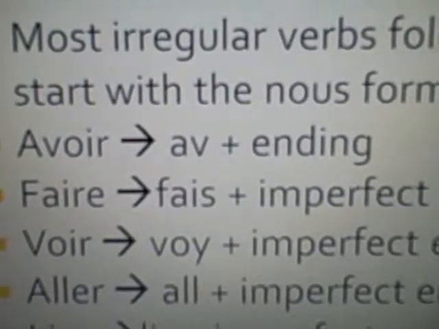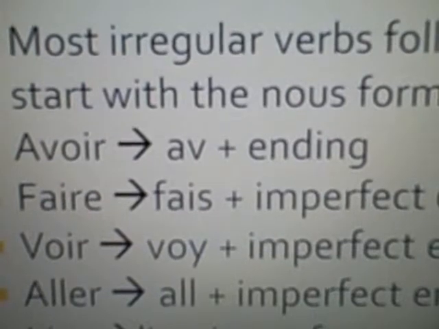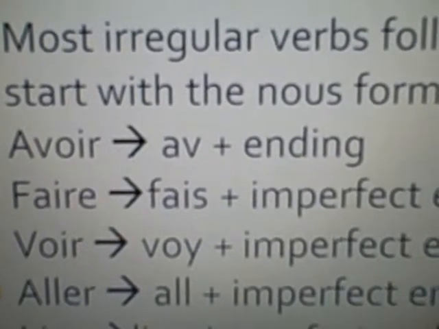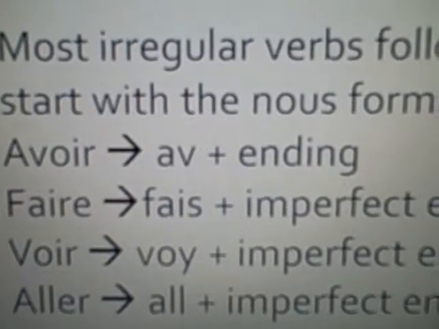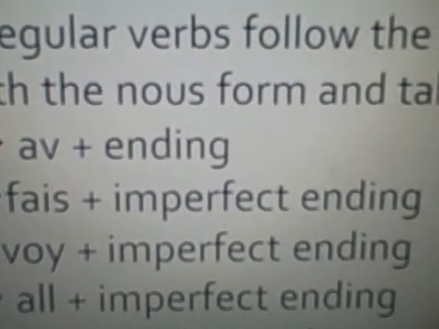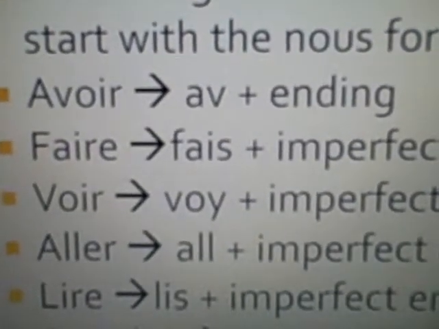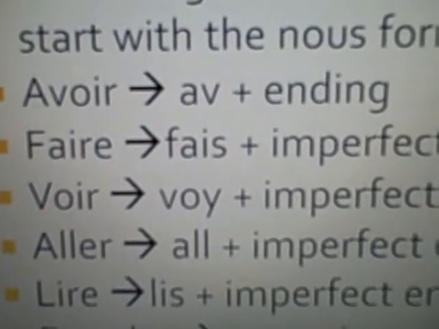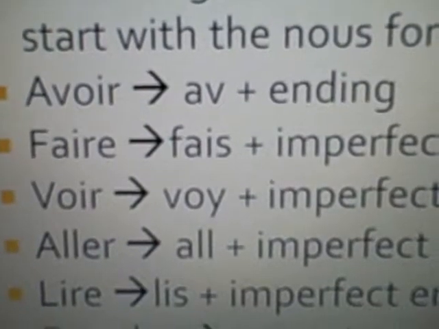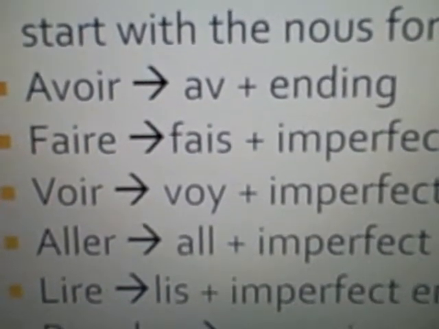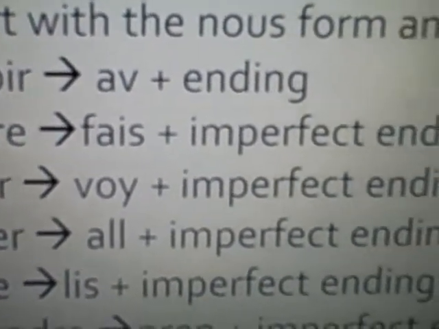The verb aller means to go. Its nous form is allons, A-L-L-O-N-S. Take off the ons, you're left with A-L-L, add the imperfect ending. The verb lire, which means to read, its nous form is lisons, L-I-S-O-N-S. Take the ons off of the nous form and we're left with L-I-S, and add your imperfect ending.